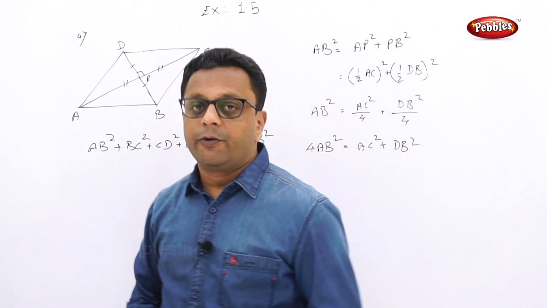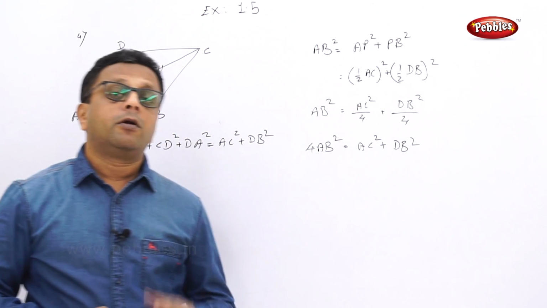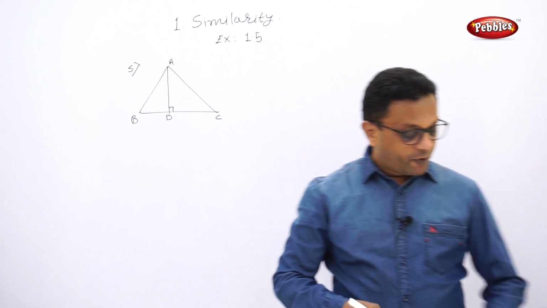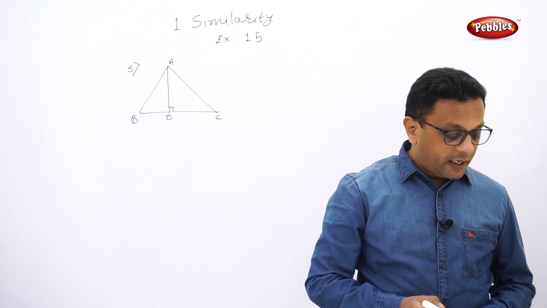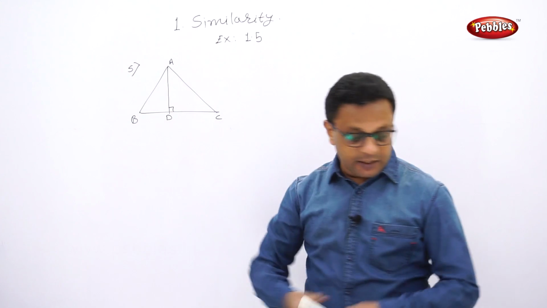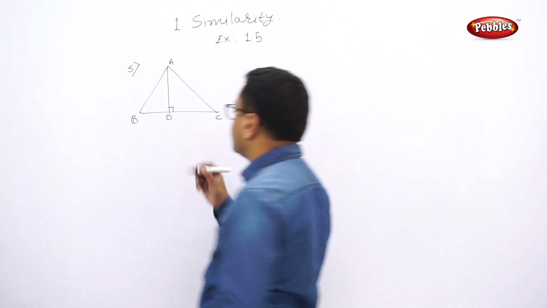So please pause your video and write down the example or solve this example properly. Please do it now. Example number 5. The perpendicular AD on the base BC of triangle ABC intersects BC such that BD is equal to 3CD.